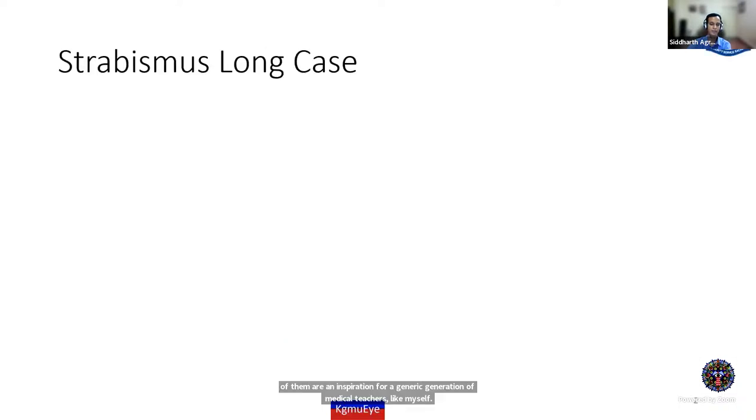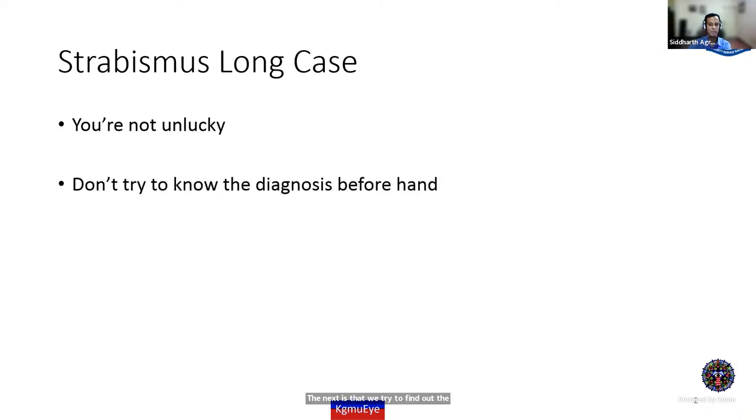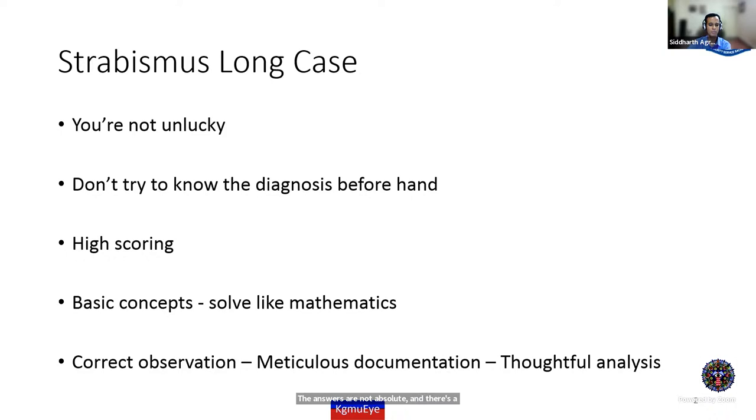Starting with the topic. So the first reaction when one of you gets a strabismus long case is, why am I the unlucky one? The next is that you try to find out the diagnosis from a helpful colleague or your senior. You must understand that strabismus cases are usually high scoring and easy to pass, as the examiner is well aware that the understanding of postgraduates about this topic is limited. Also, the answers are not absolute and there's a significant scope for discussion and differentials. With understanding of a few basic concepts and not panicking, you are well equipped to scoring higher.